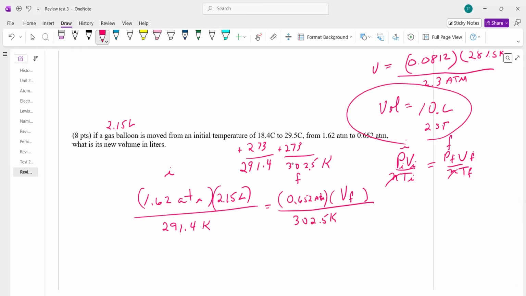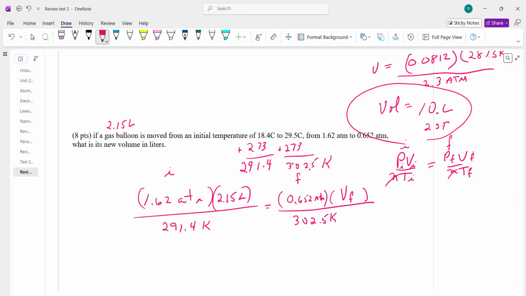Okay. So we're trying to find the final volume. So there are 6 variables there. That means I have to supply 5 of them to get the 6th one. That's why I knew right away something's missing here. Okay, now we just solve for a final volume.